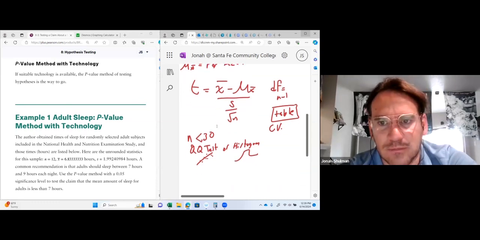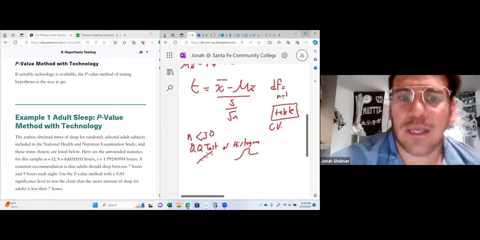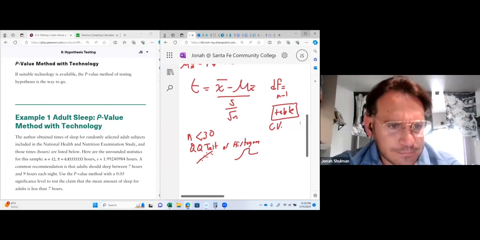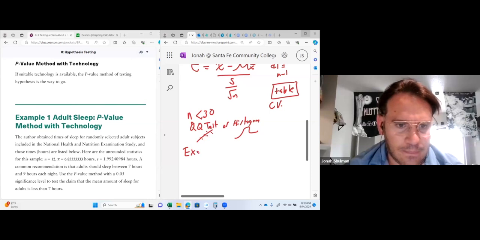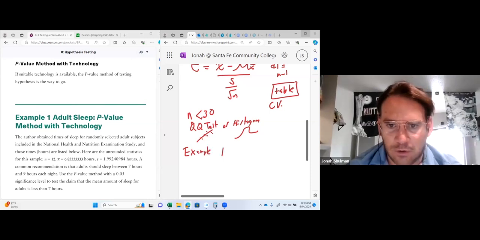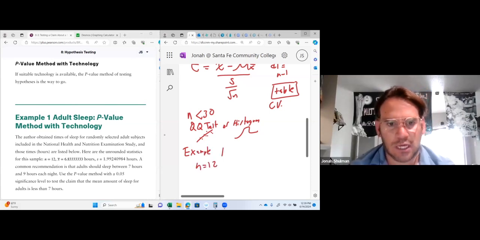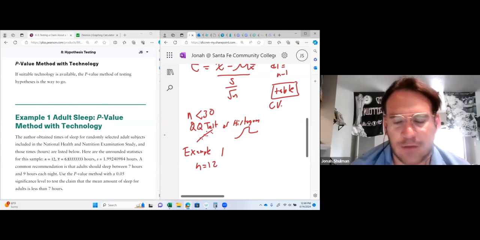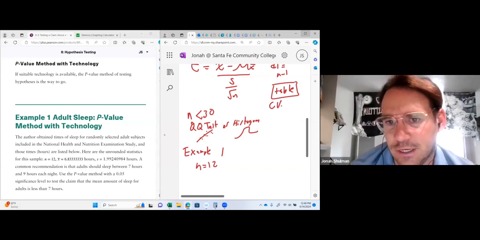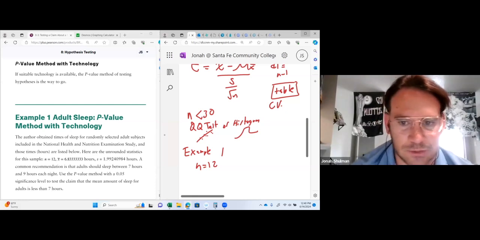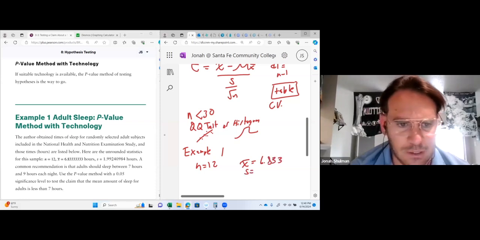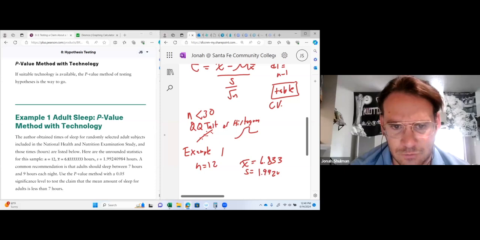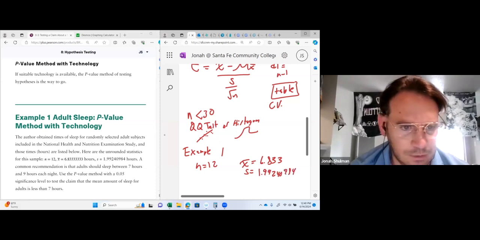All right, so we have an example. I'll do it by hand, and we'll use the technology. So here we go. Here's example 1. Well, it already says our n is 12, so we would have to do a lot of stuff, right? First thing I'd have to do is my histogram and my QQ test just to make sure this works. But let's just say it is normal. Our sample mean is 6.833. Our standard deviation is 1.992400984.